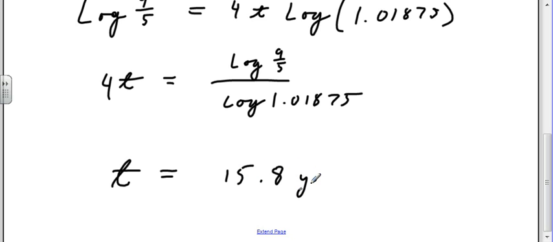15.8 years. All right, finally. Okay, so 15.8 years to go from 2,500 to 4,500. I then want to know how long will it take to triple it. That seems a little long. No, it doesn't. No, that doesn't seem a little long. Okay.